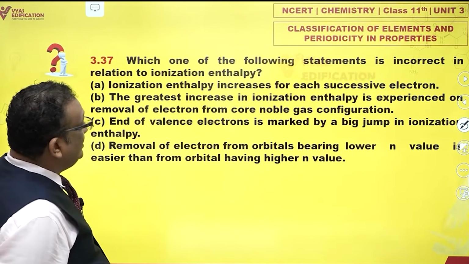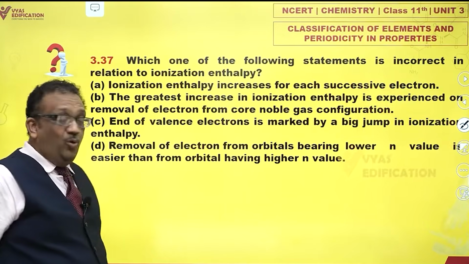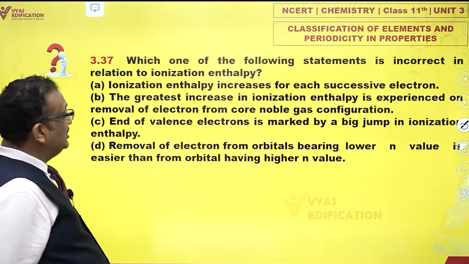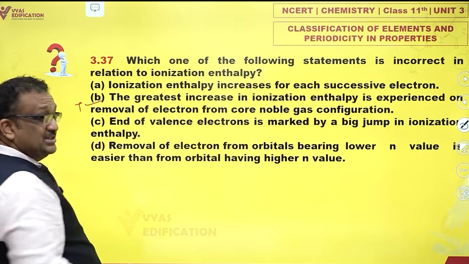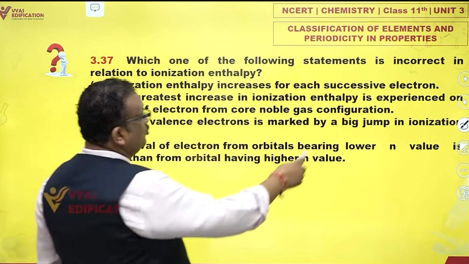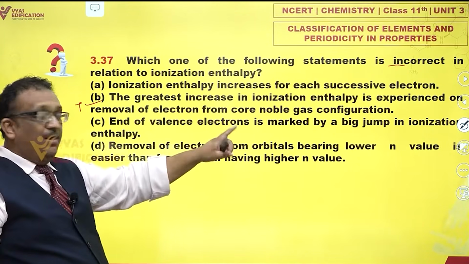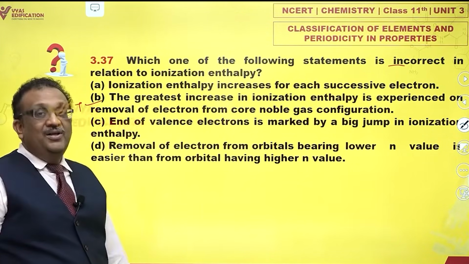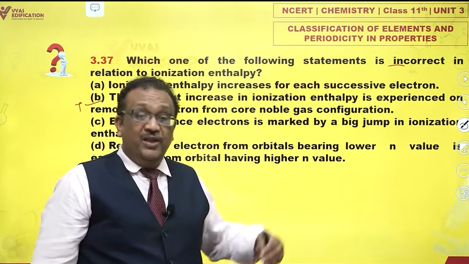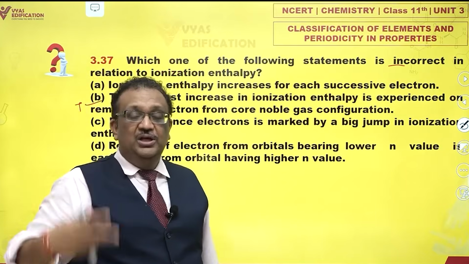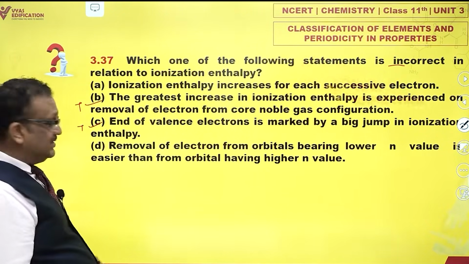The greatest increase in ionization enthalpy is experienced on removal of an electron from the core of a noble gas configuration. This is very correct. B is correct. I'm not saying it's the answer, I'm saying it is correct, because we have to choose the incorrect statement. End of valence electrons is marked by a big jump in ionization enthalpy. Yes, because once the valence shell is complete, if you try to break it, it is a very huge ionization process. So yes, this is true. They are not the answers, I repeat.